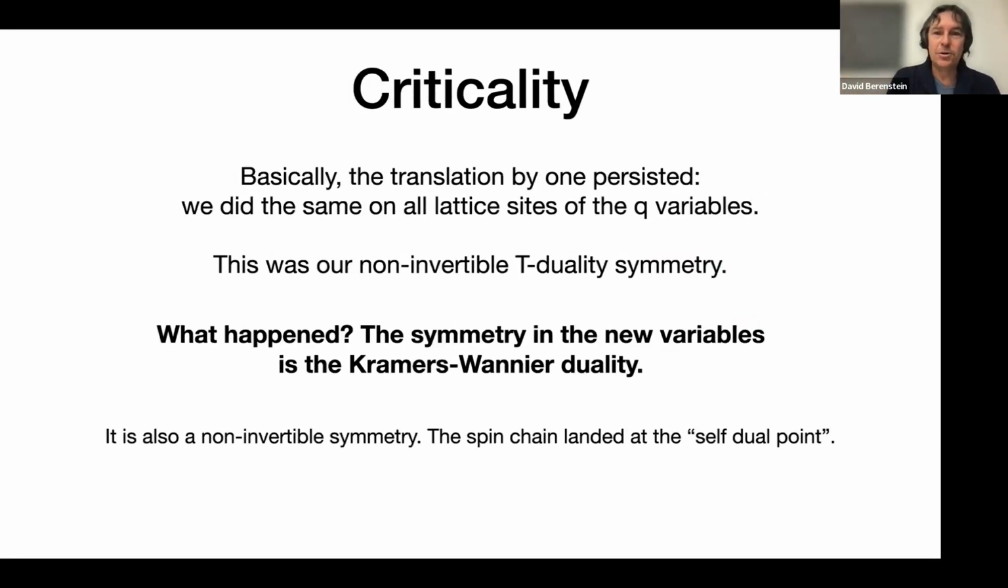Okay, so basically, let me tell you what happened. The translation by one that I had originally called non-invertible symmetry persisted because we did the same on every single lattice height of the Q variables. And this was our non-invertible T-duality symmetry. So the symmetry in the new variables is what is known as the Kramers-Vannier duality. In all of these theories there's Kramers-Vannier duality, and it is the T-duality that I had in the Q variables. This is also a non-invertible symmetry, and the spin chain happened to land at the self-dual point of the Kramers-Vannier duality.